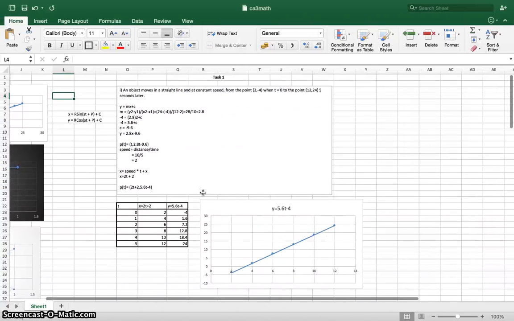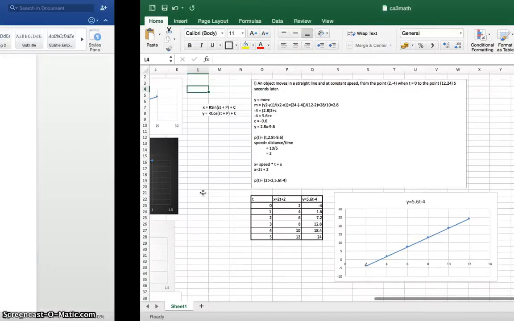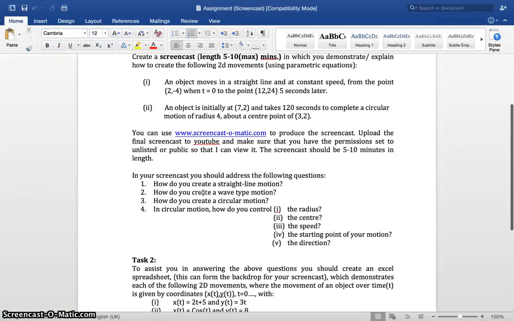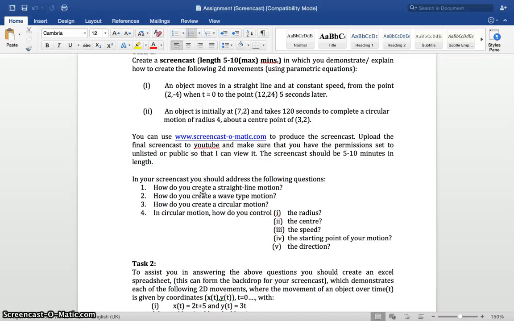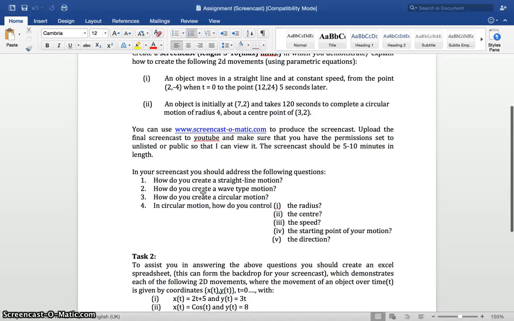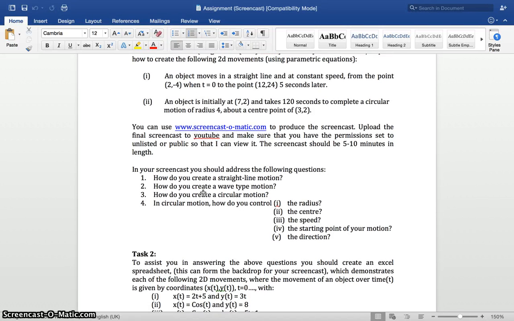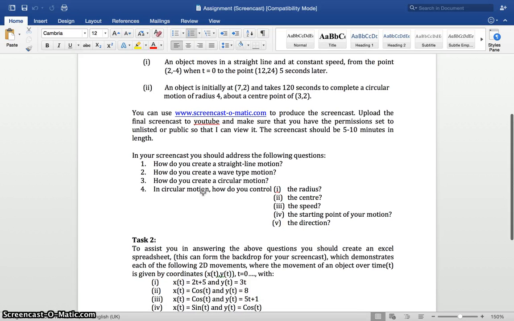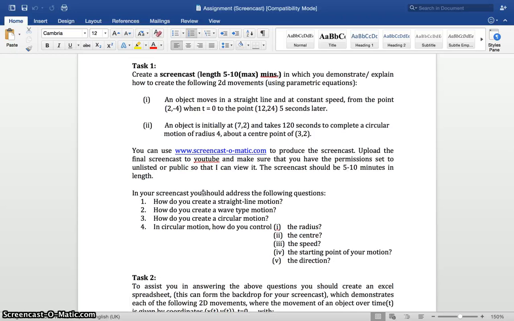And this is my task 1 first. In task 1 we should do this problem and how to create the 2D movements using the parametric equation, and then you can also explain how you create a straight line motion, how you create a wave type motion, and how you create a circular motion. In circular motion, how do you control the radius, center, speed, point and direction. For the start I will show you how to create the following 2D movements of the parametric equations.